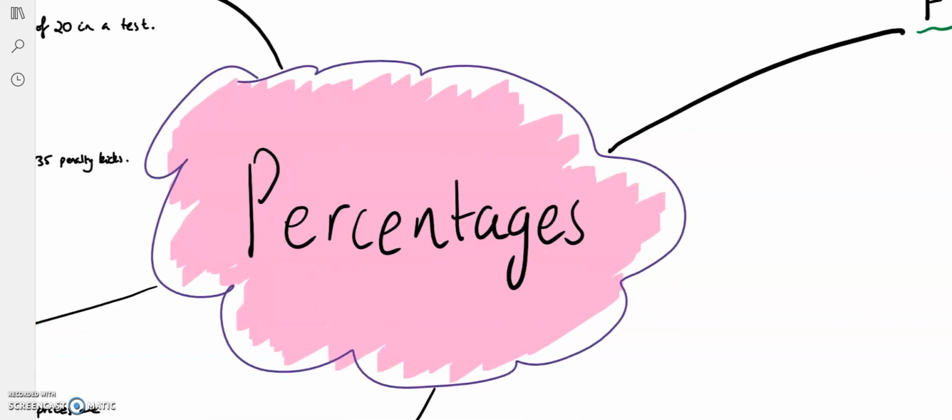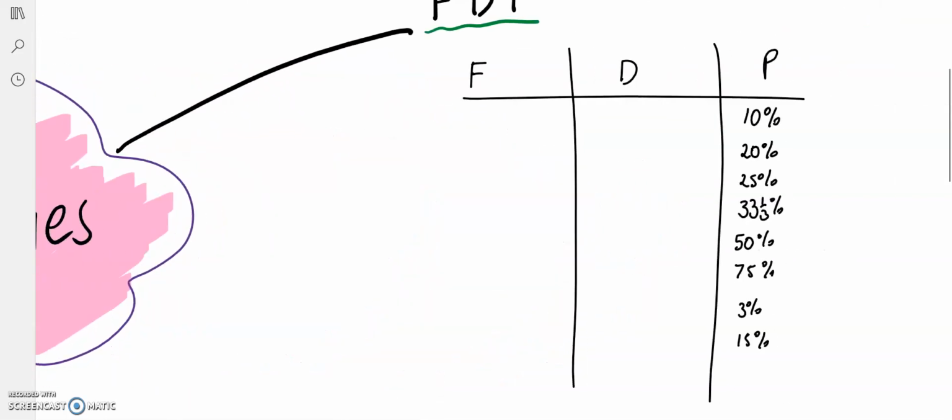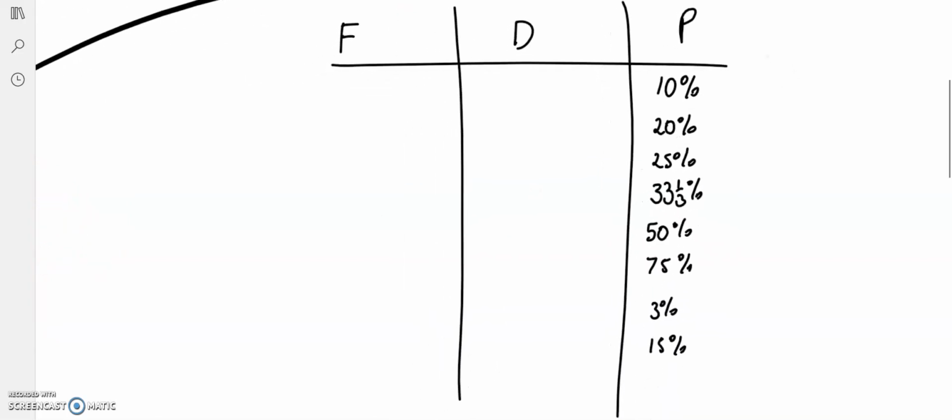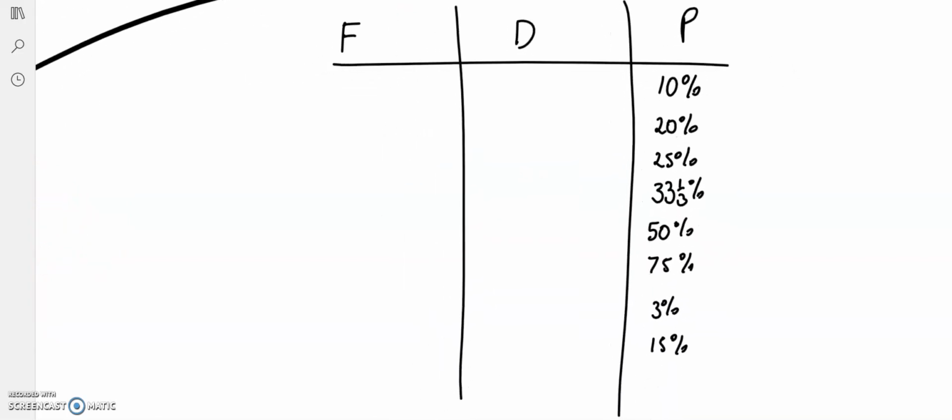In this first video on percentages, we're going to have a look at converting between fractions, decimals and percentages, as well as how to calculate the percentage of an amount without a calculator. Okay, so if we have a look here, we've got lots of different percentages. These are like the core ones that you need to know, with the exception of the bottom two. So let's just take a wee walk through how we calculate them.